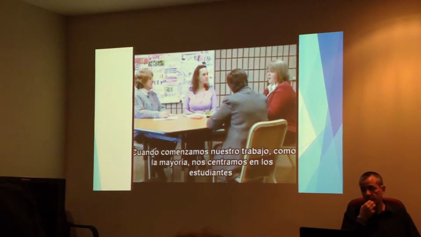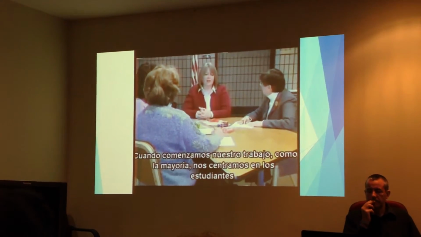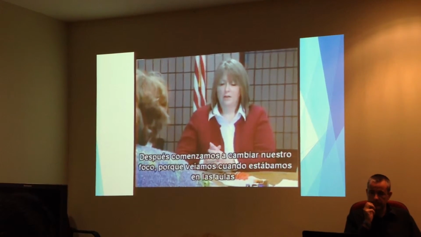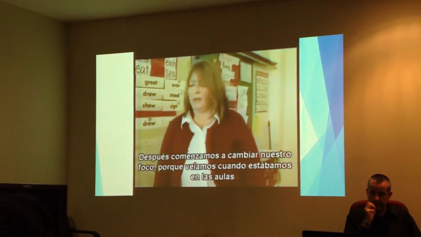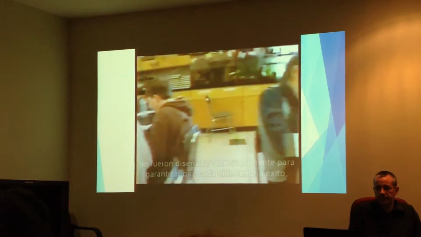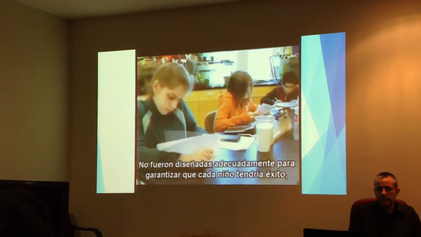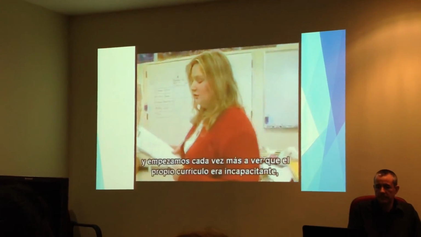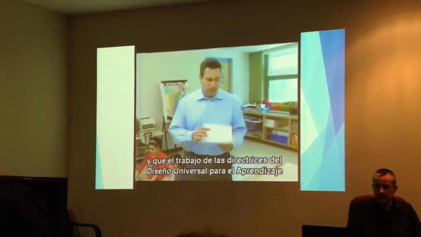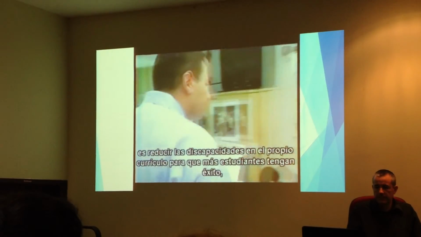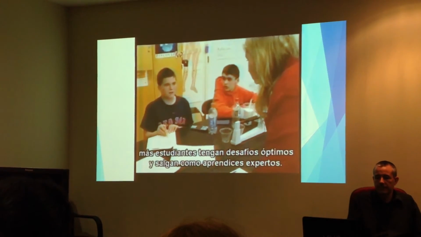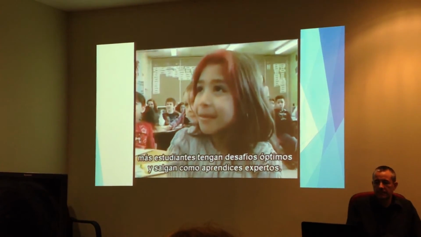When we began our work, we, like most people, were focused on learners who were doing poorly, who looked like they had disabilities. Over time, we began to change our focus because we could see when we were in classrooms that the classrooms were in fact disabling, that they were not designed properly to ensure that every child would succeed. And we began more and more to see that the curriculum itself was disabled, and that the work of the Universal Design for Learning guidelines is to reduce the disabilities in the curriculum itself so that more students succeed, more students have optimum challenges, and come out as expert learners in the end.